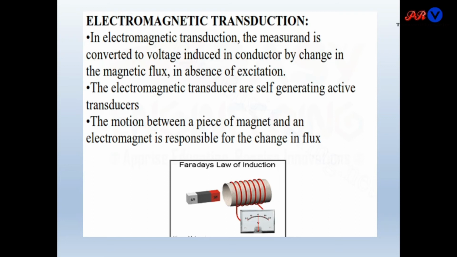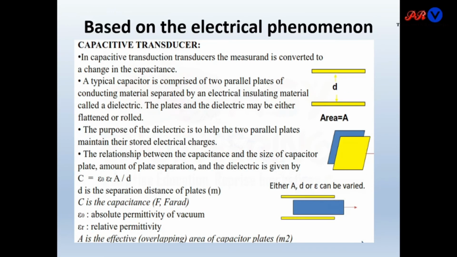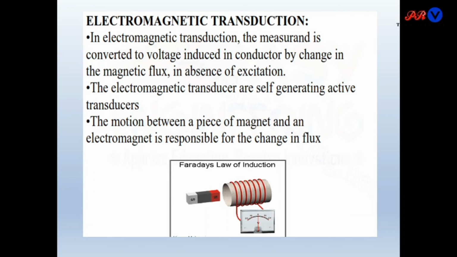Another type of electric transducer which works on electrical phenomena is the electromagnetic transducer. In an electromagnetic transducer, the measurand is converted into voltage induced in the conductor by a change in the magnetic flux in the absence of excitation. Electromagnetic transducers are self-generating, active transducers. The motion between the piece of magnet and the electromagnet is responsible for the change in the flux.